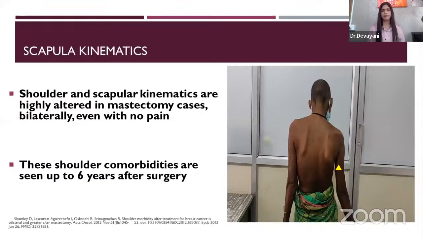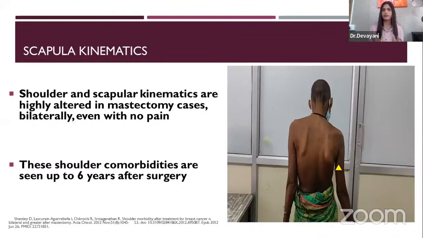Now, this is very important because scapular kinematics have been found to be drastically altered with mastectomy cases. This was a study published in 2012 on breast cancer survivors, and it was seen that the shoulders and scapular kinematics are highly altered in mastectomy cases bilaterally, even when the patient has no complaint, no pain.